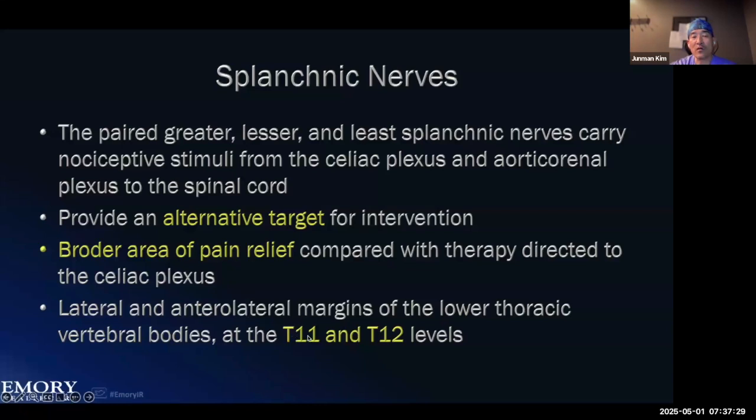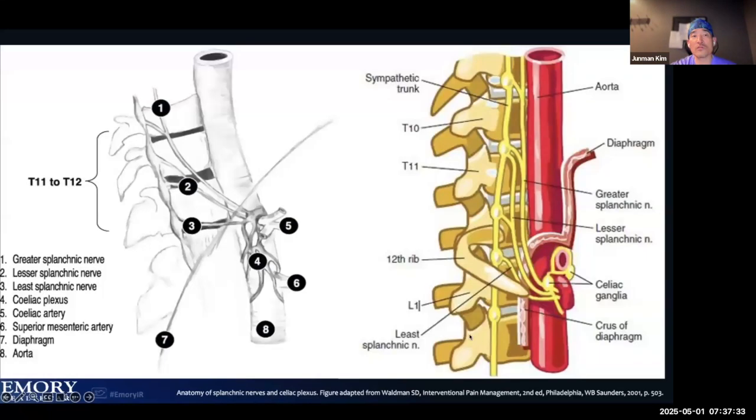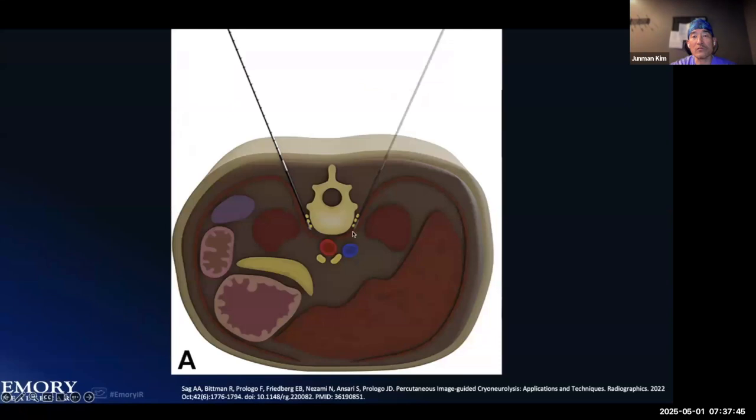And I typically target at the T11, T12 junction. So from the celiac plexus, it travels towards the sympathetic chain, and I target at the T11, T12 junction. This is the diagram showing how we do the splanchnic. This is the proposed location of these splanchnic fibers, and that's why we try to target posterior to the diaphragmatic crura.